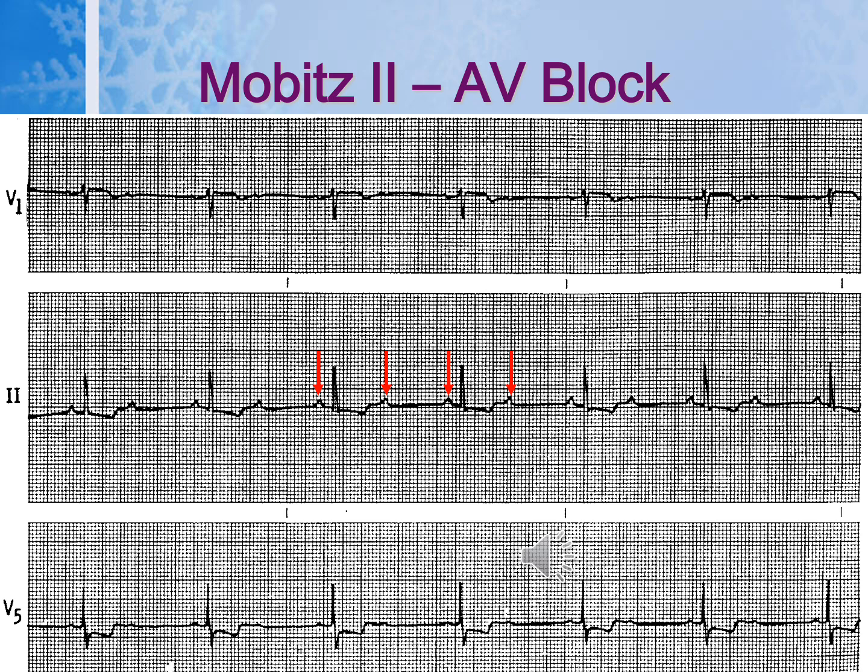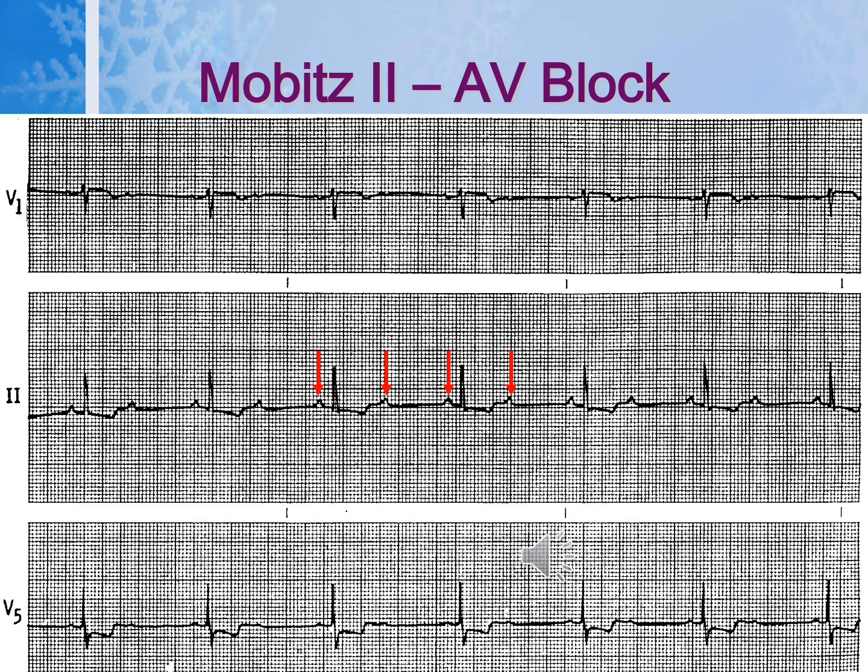This electrocardiogram shows 4 identified P waves by the red arrows. You notice that the first beat is conducted, it produces a QRS complex following it, while the second beat in that cycle is totally blocked, and then it repeats itself. And so this is a 2-to-1 rhythm.